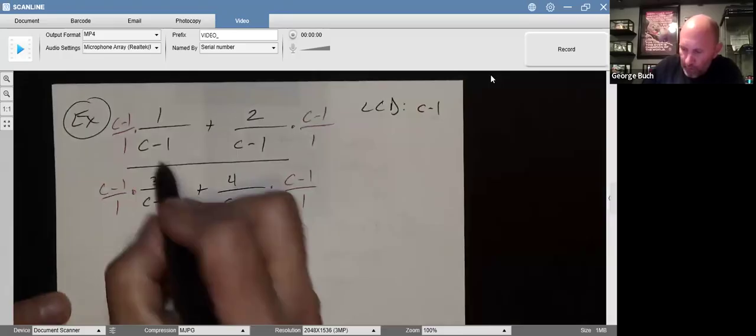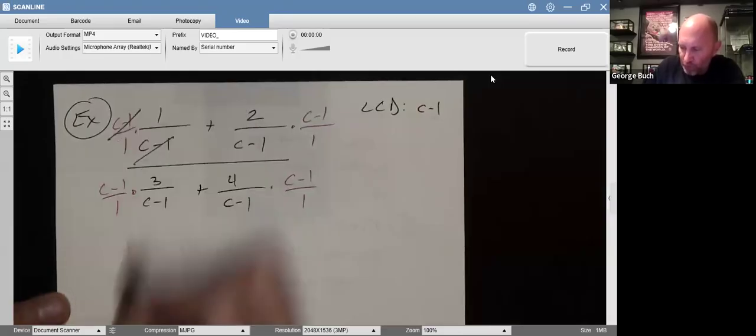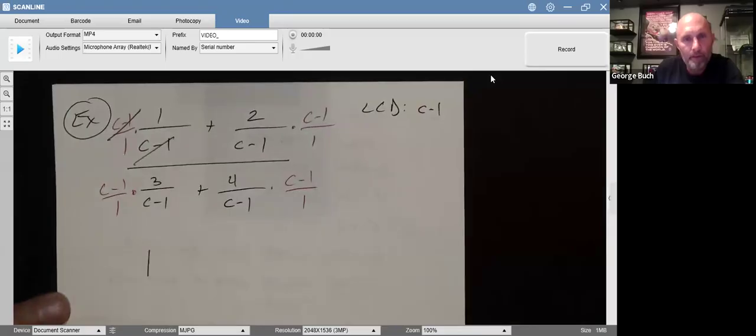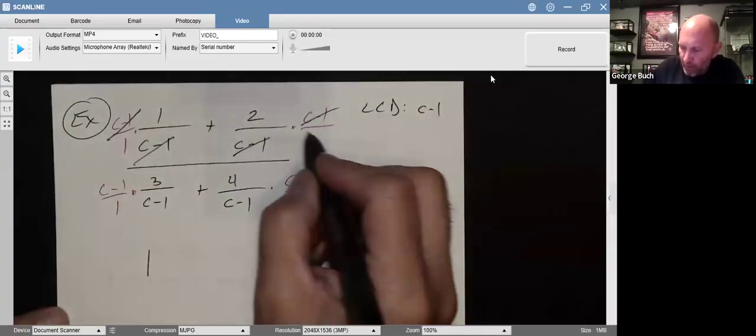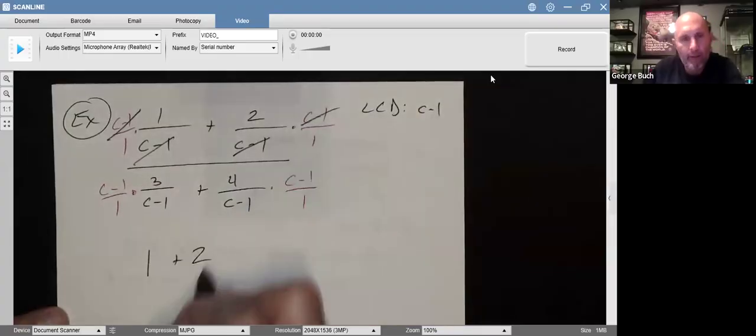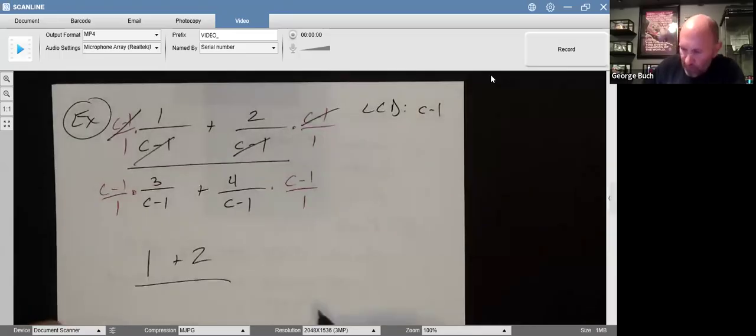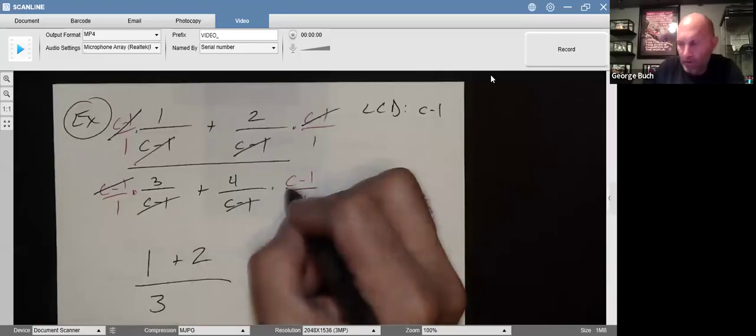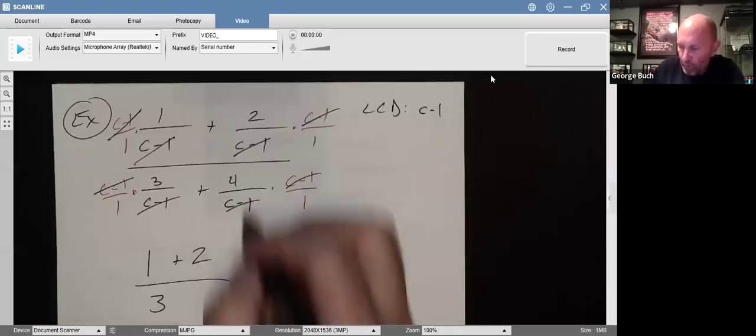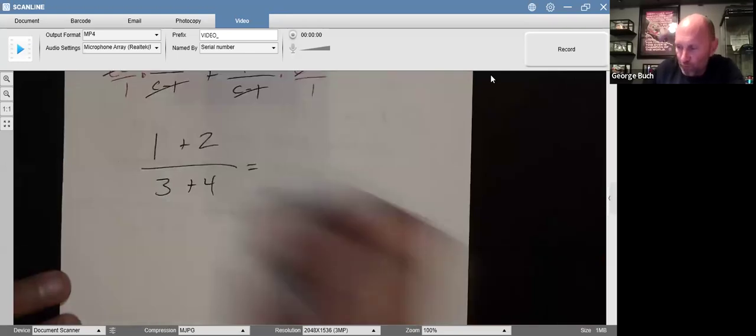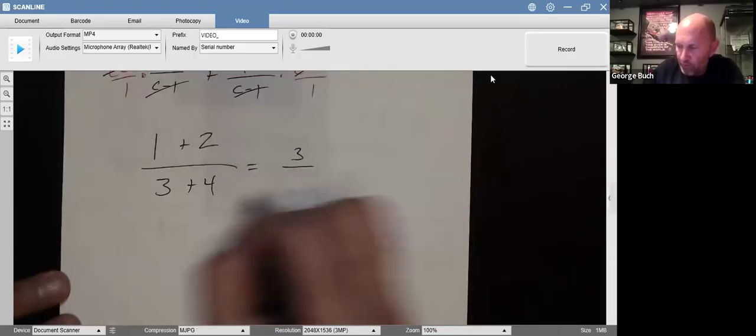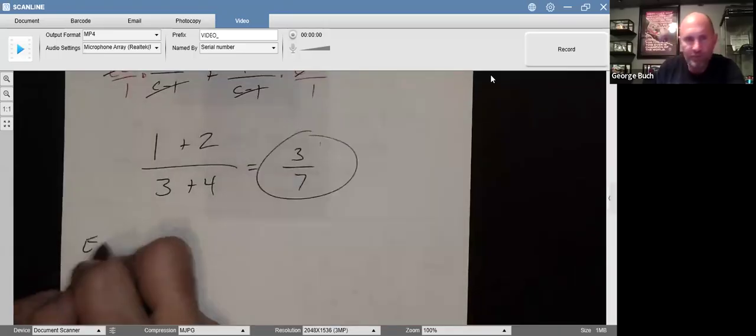So for this first term, c minus 1 cancels with c minus 1. I just have 1 left. Here, c minus 1 cancels with c minus 1. I have 2 left. c minus 1 cancels with c minus 1. I have 3. And c minus 1 cancels with c minus 1. So now I have 4. So again, all the fractions are gone. So 1 plus 2 is 3. 3 plus 4 is 7. Your answer is 3/7.